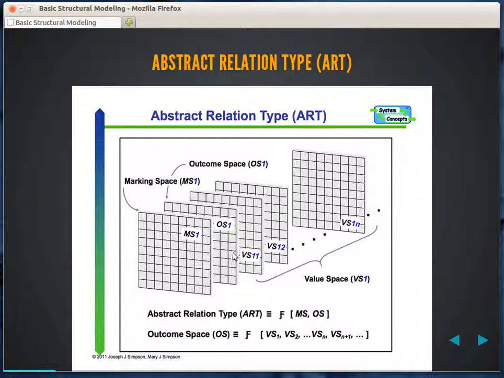So the abstract relation type is just a notional type of explanation and overview of an abstract relation type. An abstract relation type has three components: a marking space, an outcome space, and a value space. Marking spaces can have one or more sections. Outcome space can have one or more sections. Of course, here we depict the value space with more than one section. And each section of these spaces can have one or more matrices.